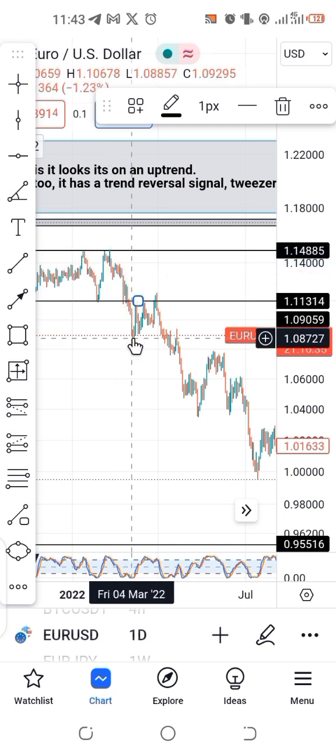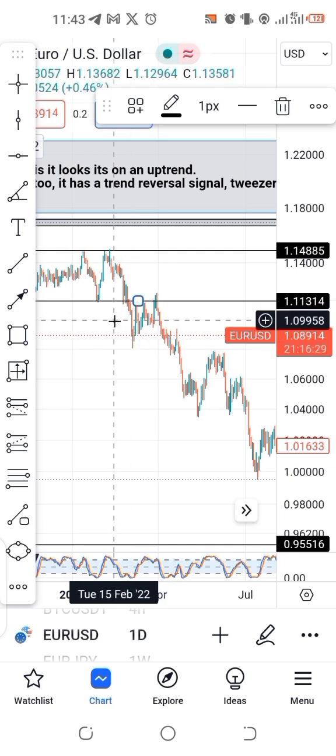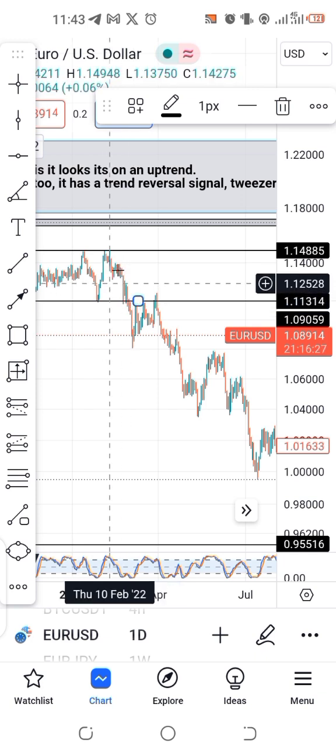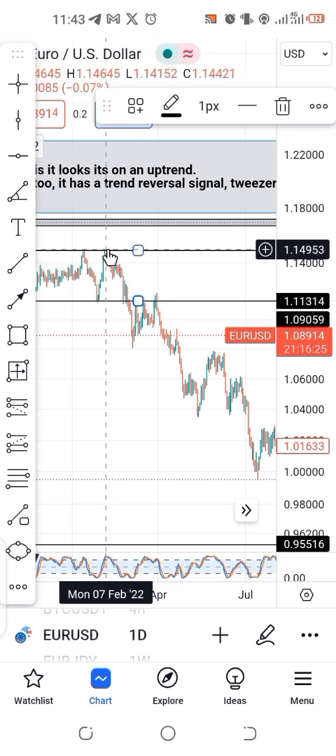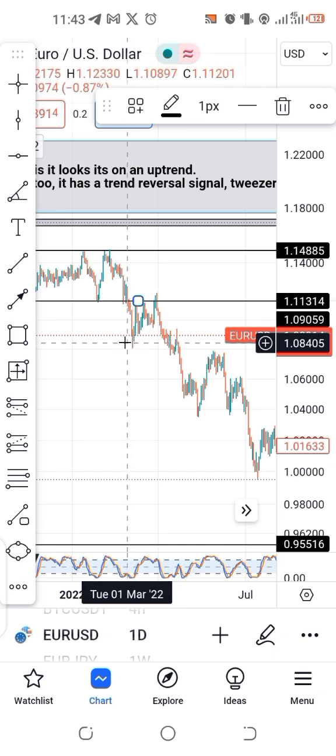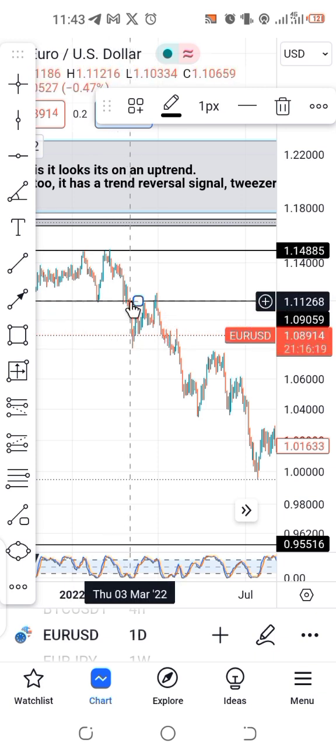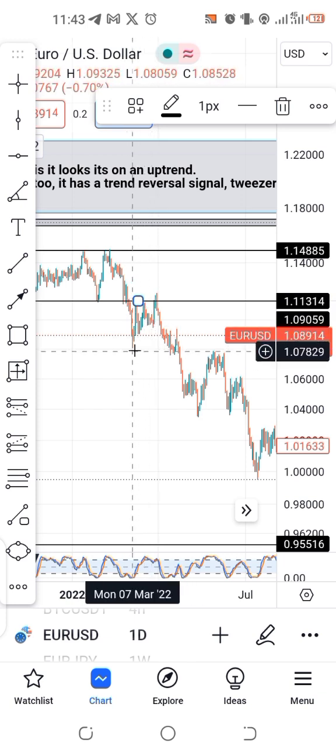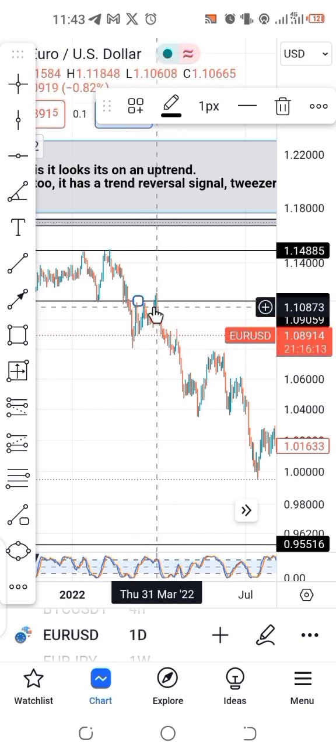Now you need to bear in mind, whenever price breaks a support, that support tends to become a resistance. So once price has been able to break this support to this bottom, this support will now act as a resistance. The reason is that when price is going up again, it will hit this resistance and then drop again.